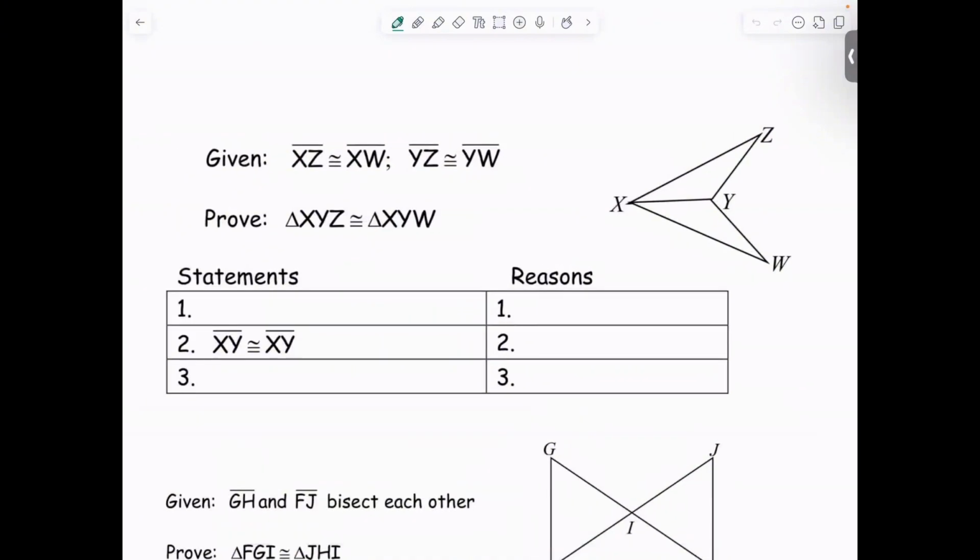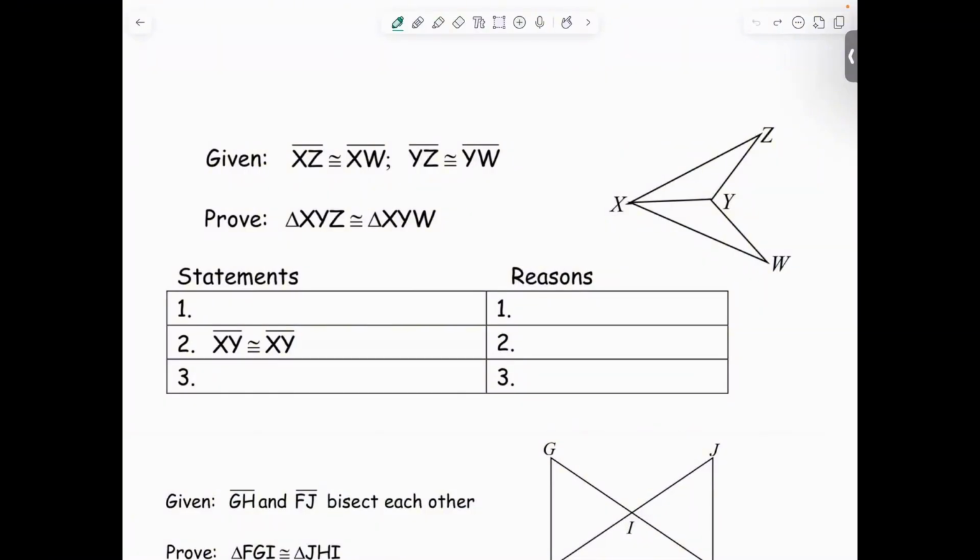Now we have a given: segment XZ is congruent to XW, and then we have a similar statement, YZ is, or sorry, not similar, congruent to YW. Both of these are congruent statements. These little hash marks indicate congruency, so remember that. And similarity is just a simple tilde like that. We'll see that here momentarily.